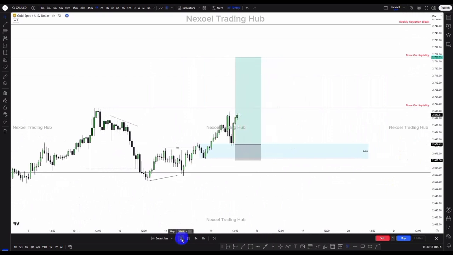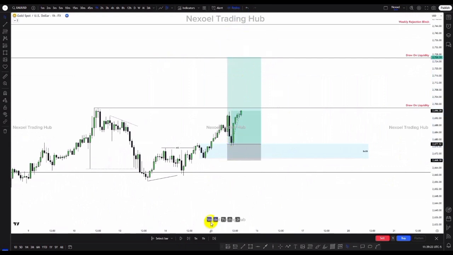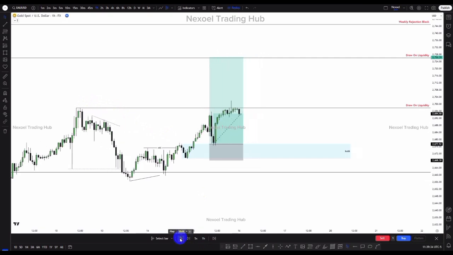So we can see clearly that price returned back into that sponsorship zone and activated our entry. Let's further play price to see. You can see now price took out this trend line liquidity, aiming for the swing high points. So let's play price to see what happened. Now we can see price took out that liquidity.